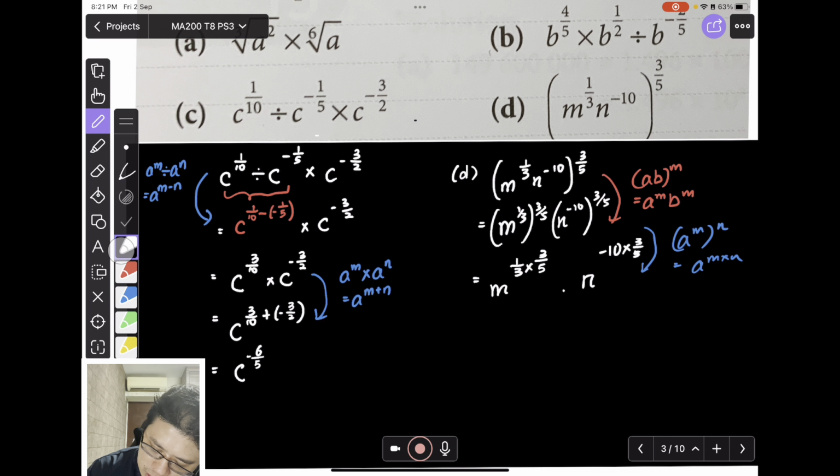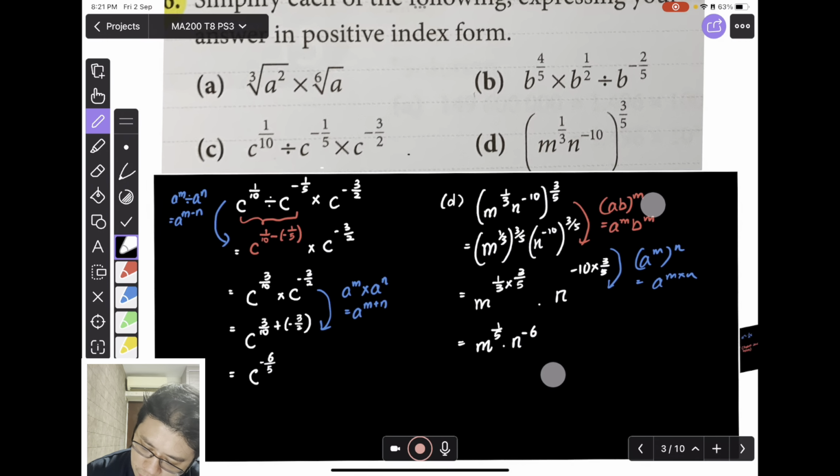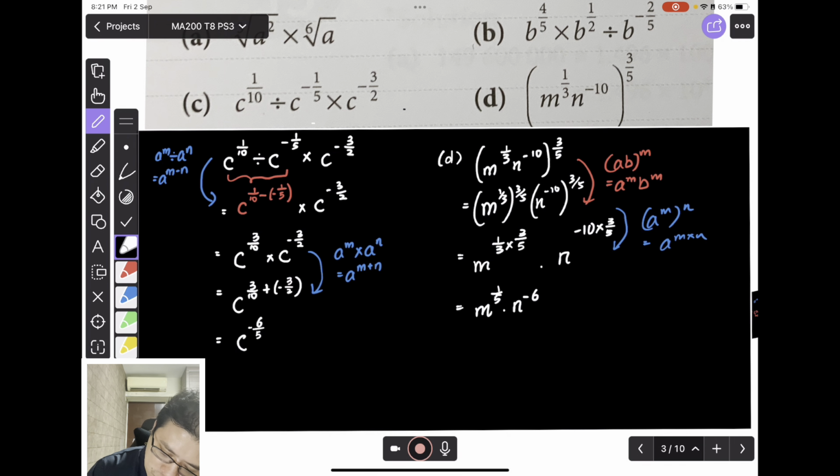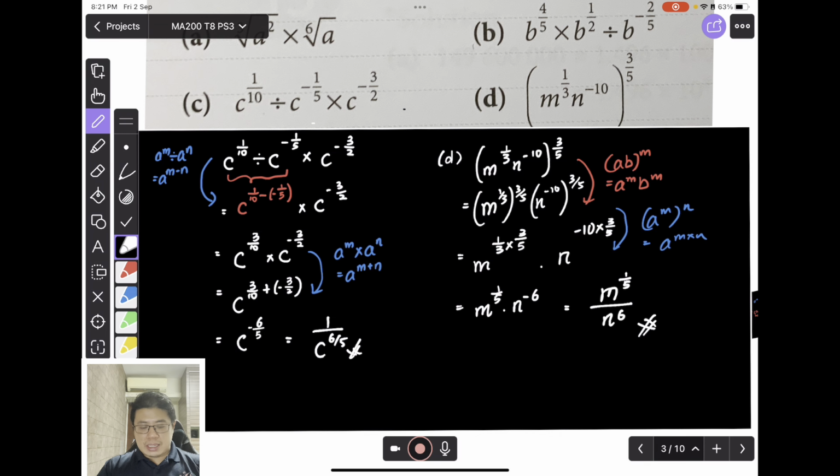Finally, that gives me the answer to be m to the power of 1/5 multiplied by n to the power of negative 6. Now, if I want the answer in positive index form, then this should be m to the power 1/5 over n to the power of 6. Okay, so that's for part C and part D.